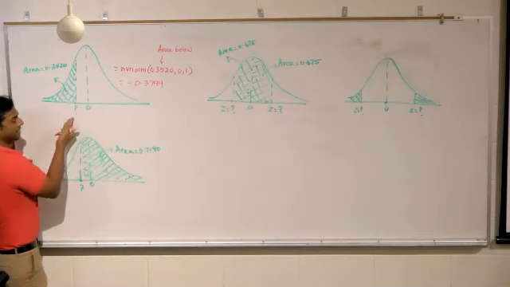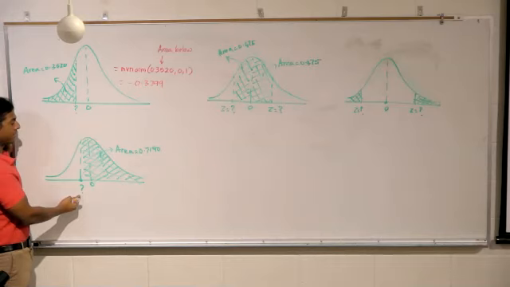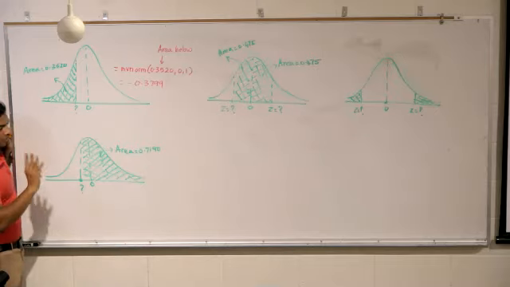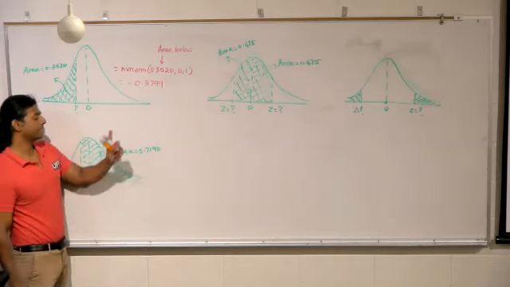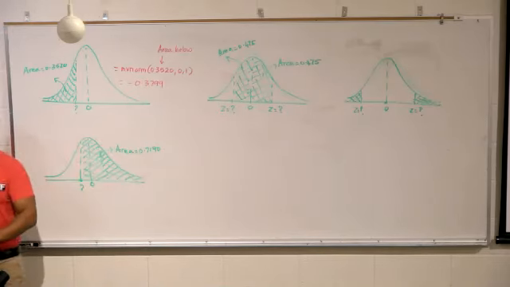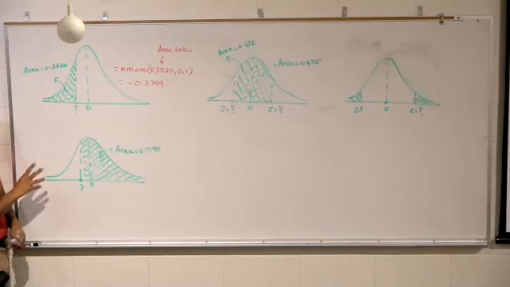Obviously, this one has to be below 0, so the answer has to be negative. If by some odd chance you just directly put invNorm 0.7190, 0, and 1, you will get a positive answer. So you've got to stop and think for a second: if that's the case, how could you get a positive answer? Something's going on.